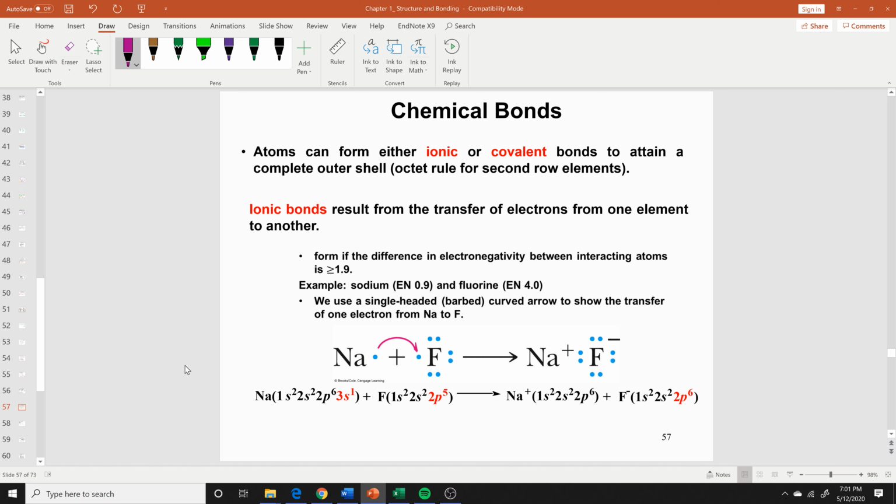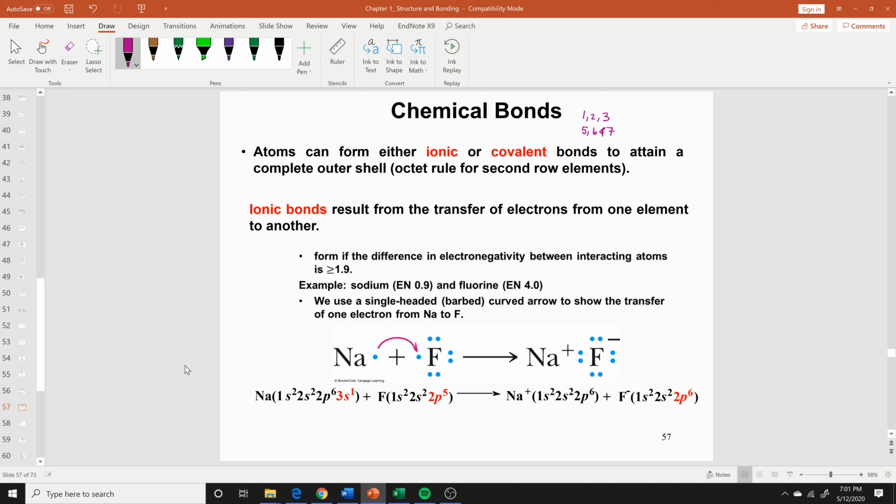Okay, this section is just the revision of 115. In this section, we're going to see the difference between ionic and covalent bonds. Ionic bonds are stronger than covalent bonds, way stronger than covalent bonds. Ionic bonds form between groups 1, 2, 3 in the periodic table, and groups 5, 6, and 7.